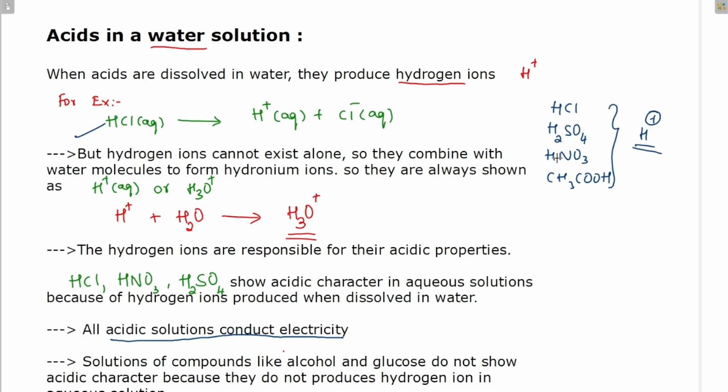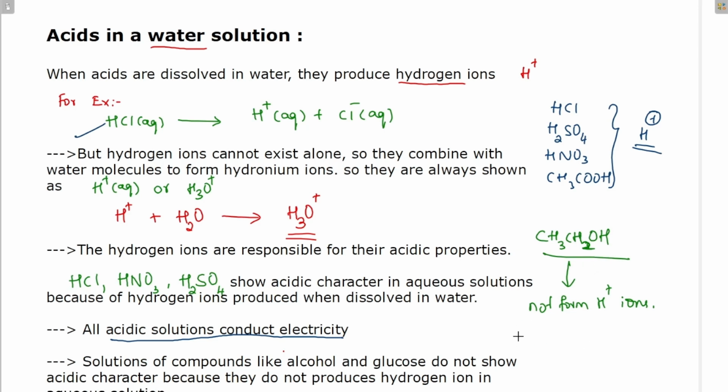A question may arise then: do all the compounds which contain hydrogen behave as acids? The answer is no. For example, let's take alcohols. Let's take ethanol. It is an alcohol. This is the chemical formula for ethanol. Is it an acid? The answer is no. Even though this compound contains hydrogen, it will not form H plus ions in water. So, ethanol is not considered an acid here.